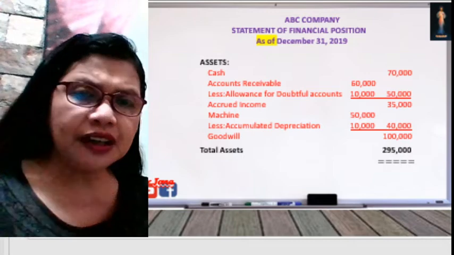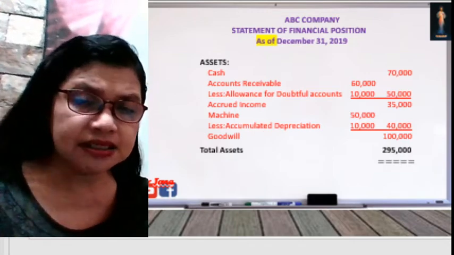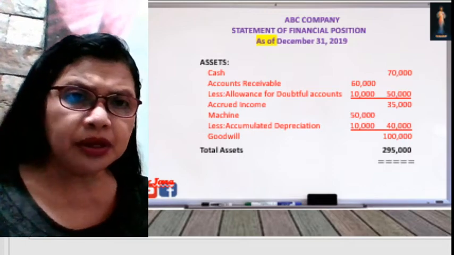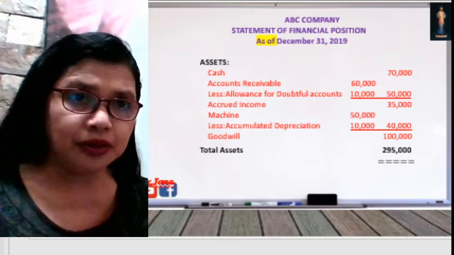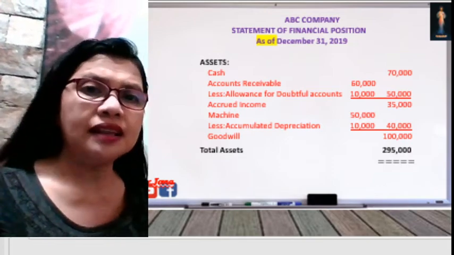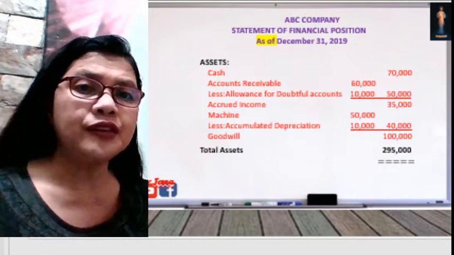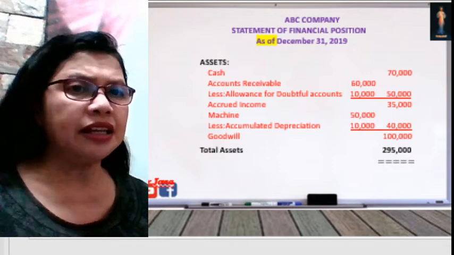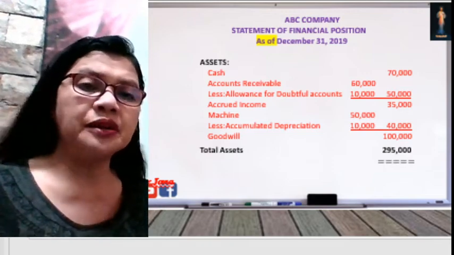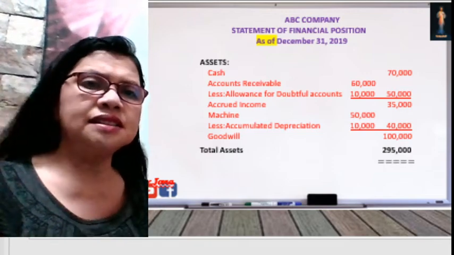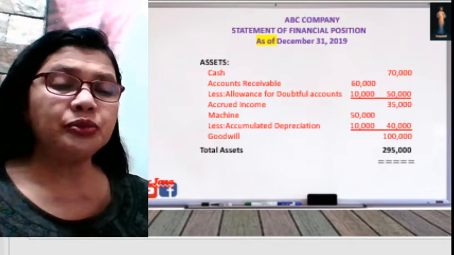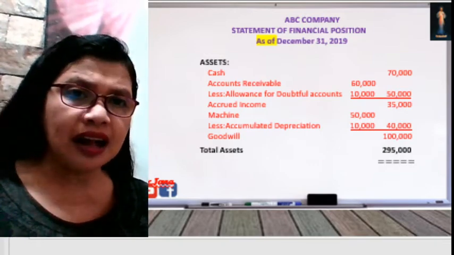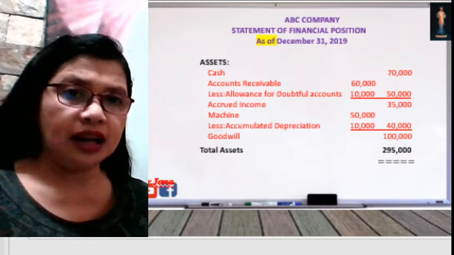The statement of financial position starts with the assets, of course, and the accounts receivable has an allowance for doubtful accounts. So we get the net realizable value of 50,000. Then the accrued income. What is an accrued income again? Well, this is a receivable account. This is an income earned but we haven't received yet. So accrued income is under assets as a receivable account.